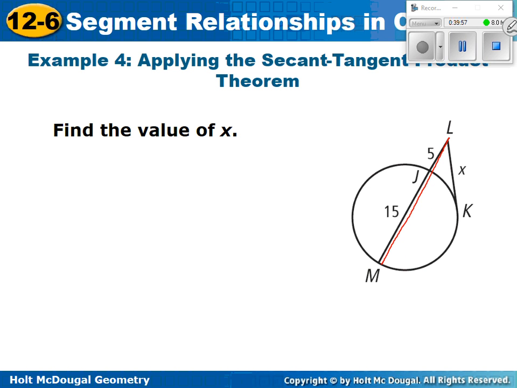What's the whole thing? 20. So we'll do 20 times, what's the outer part? 5 equals, now go to the other secant segment. What's the whole thing? X. And what's the outer part? X. And remember, this is the one where it's actually a tangent, not a secant, tangent segment. So it looks like a different rule, but it's really not. It just turns out to be x times x.